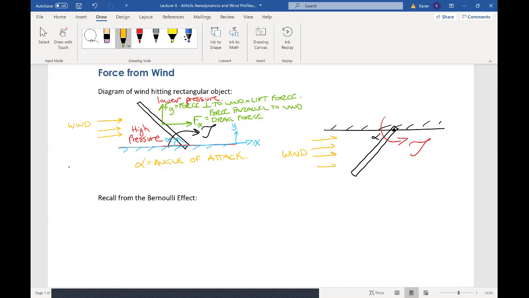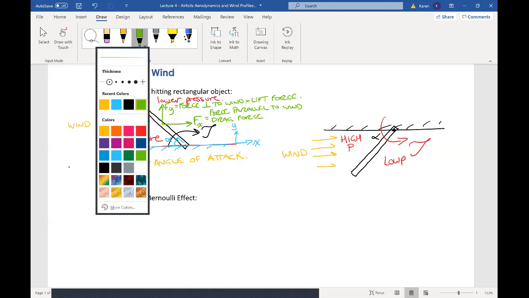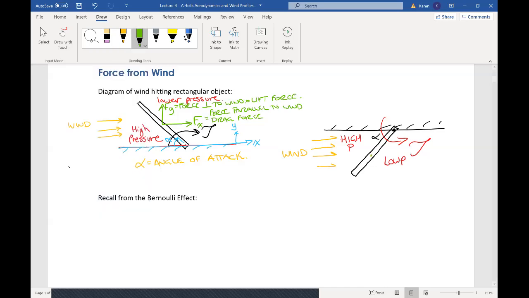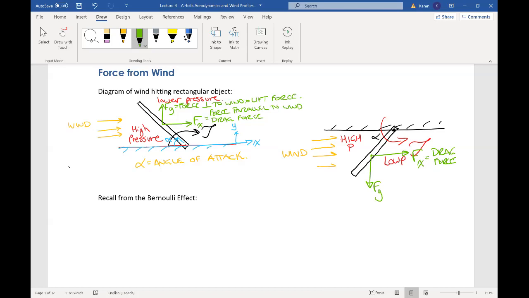And here, the high pressure region would be near the wind, and the low pressure region would be on the opposite side of that shape. And I can again define the two components of the force that this wind is causing on this object. That's the force of drag, or I'll say force in the X direction, which equals drag force. And the force in the Y direction is called lift force.